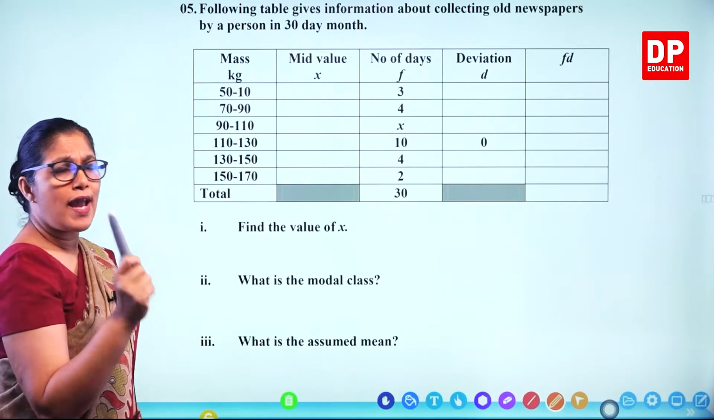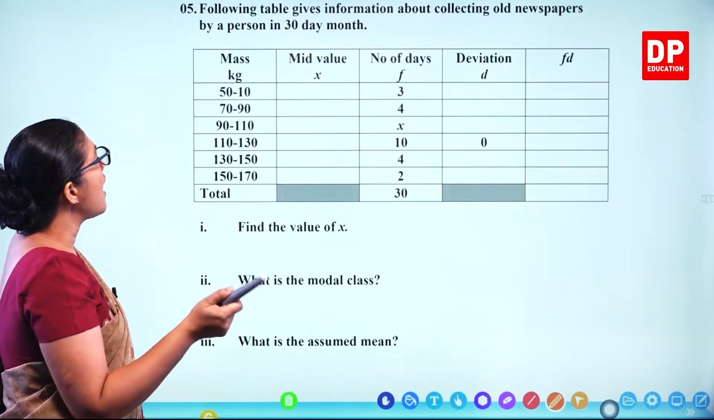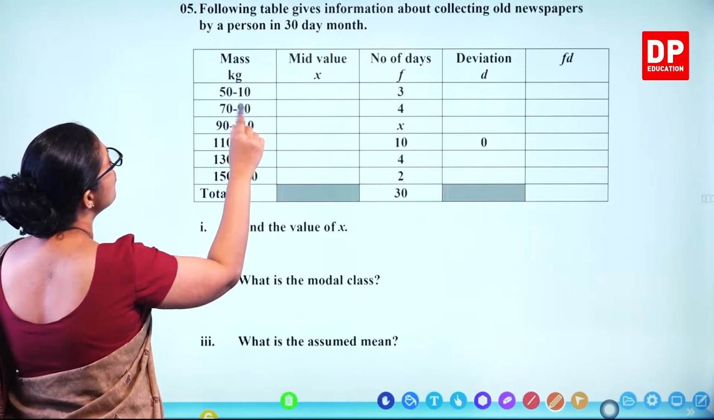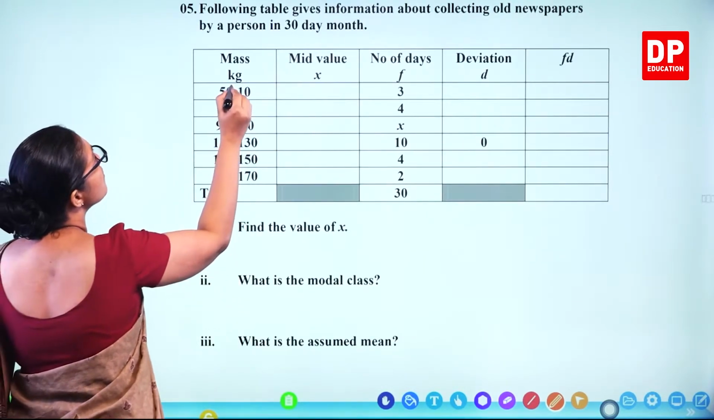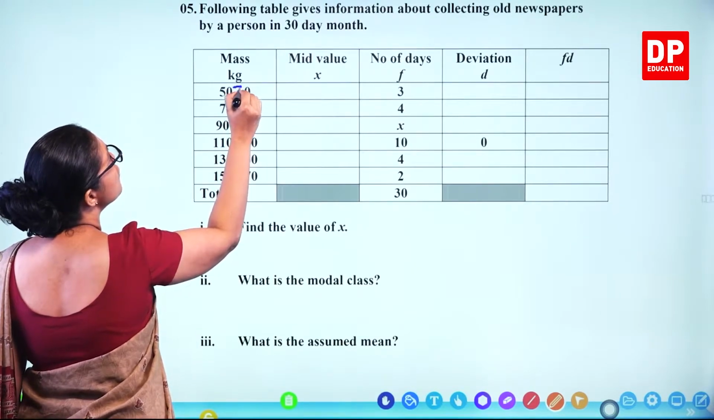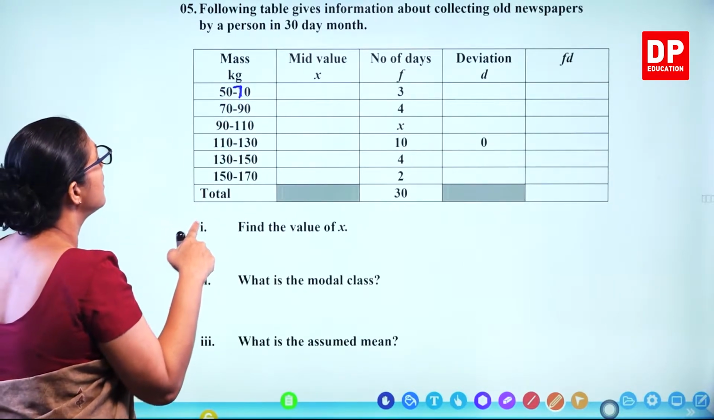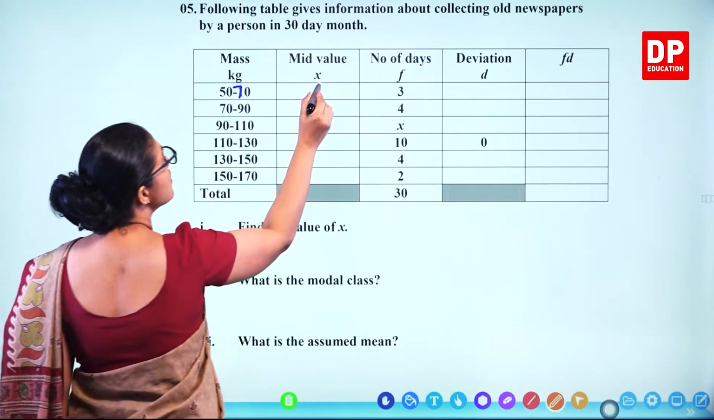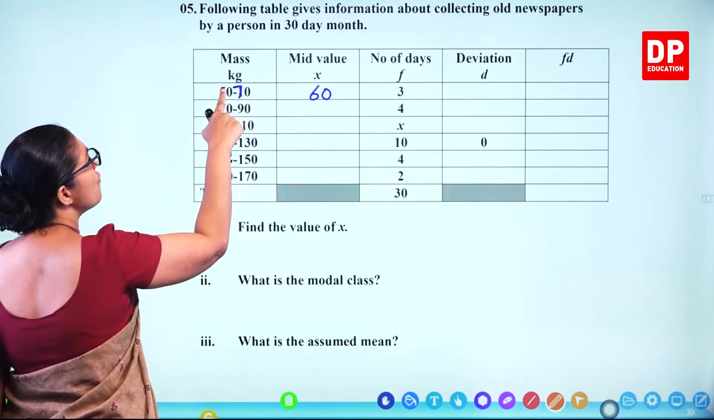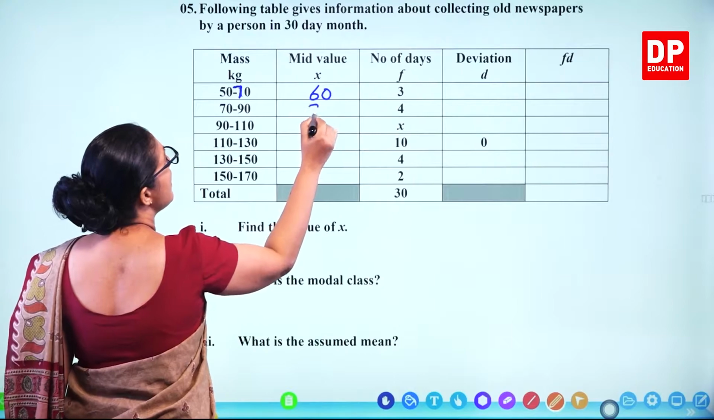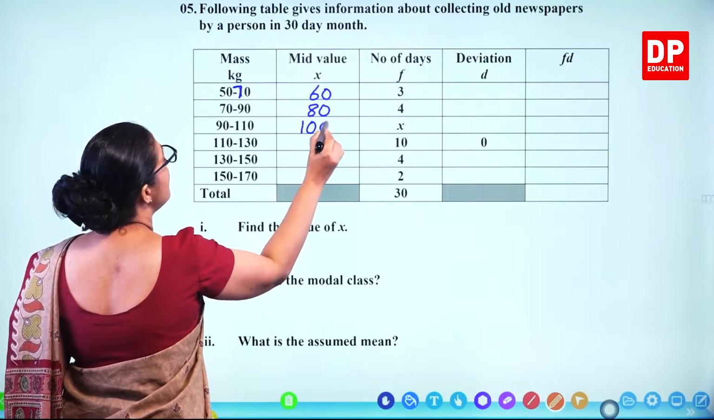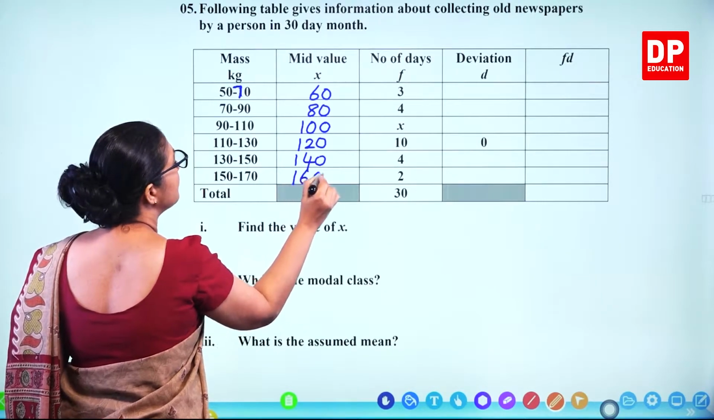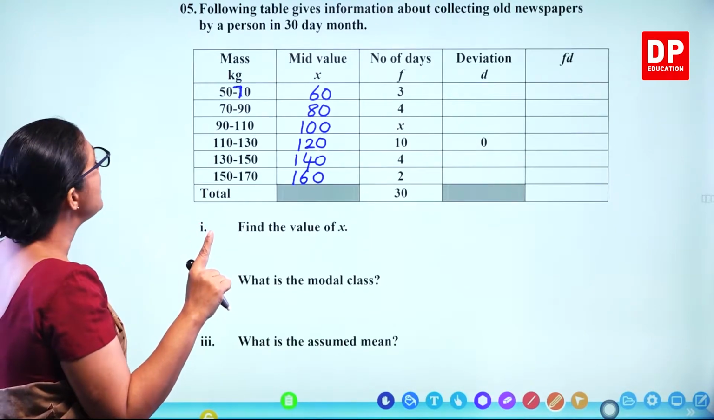How do you do it? For any class boundaries or class limits, you add and divide by 2 the boundaries. So these are the boundaries given. This is 50 to 70. Add and divide by 2: 50 plus 70 is 120, divide by 2, 60. So that means adding 10 to the lower boundary. So add 10, 80. Add 10, 100, 120, 140, 160. Those are the mid values.